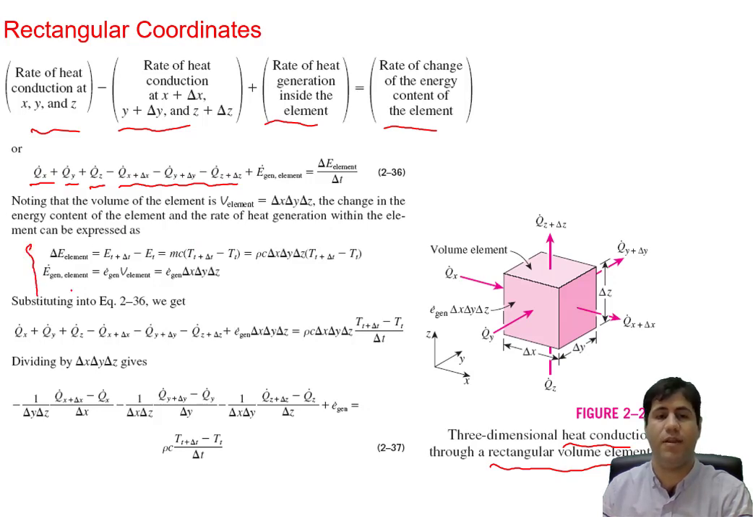Again, delta E of element is the heat generated in the element; we substitute it, simply like before, and our equation will be simplified like this. Then if we divide both sides of this equation by delta x, delta y, and delta z, which is again the volume of our object, this equation will become this one.